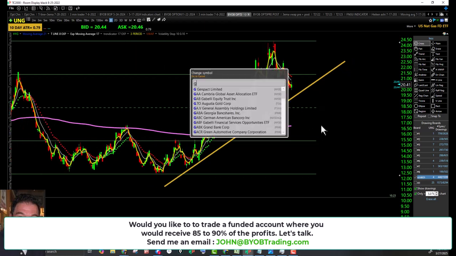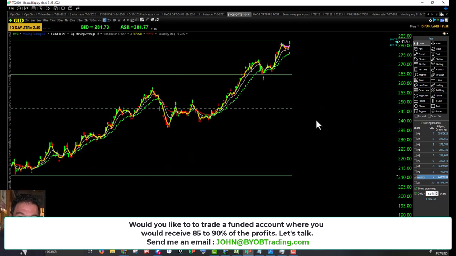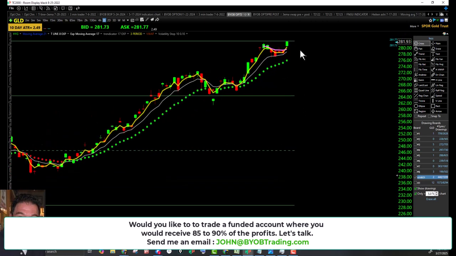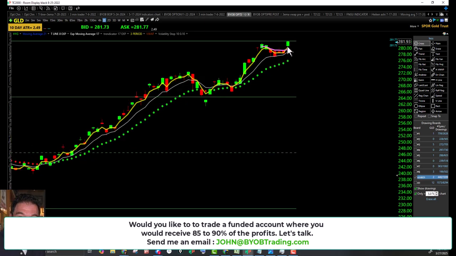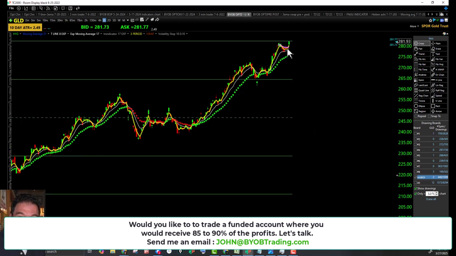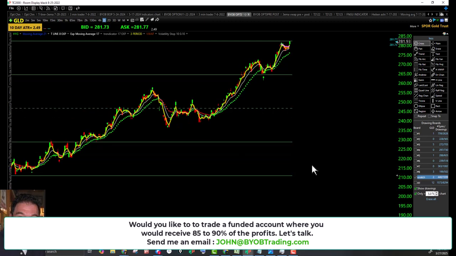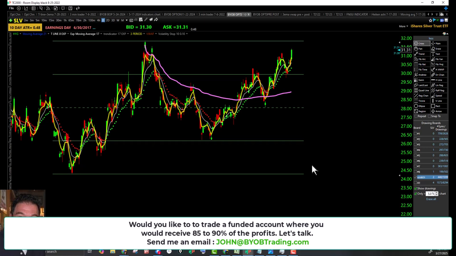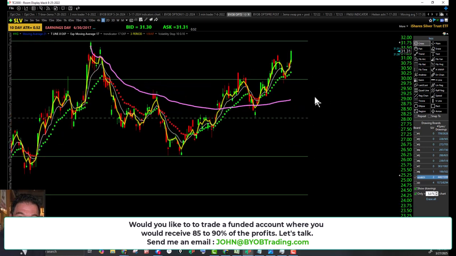Let's take a look at precious metals. Here's GLD. All right, new all-time high for GLD. Can't say anything else about it. I mean, that's bullish, right? If it's making a new all-time high, there's nothing more bullish than a new all-time high, right? GLD on the daily chart. That's an uptrend. That's bullish.